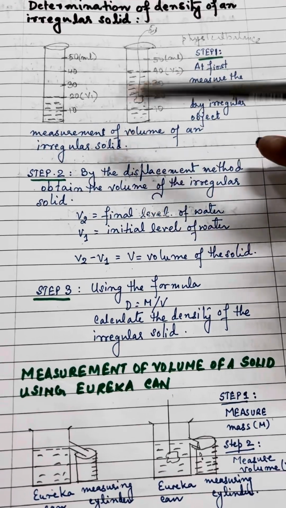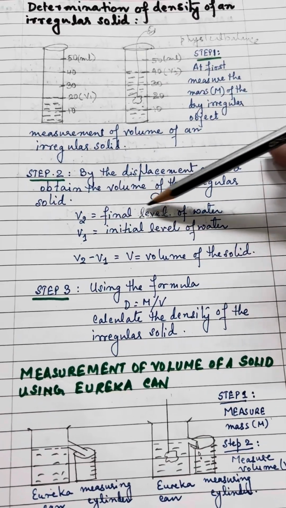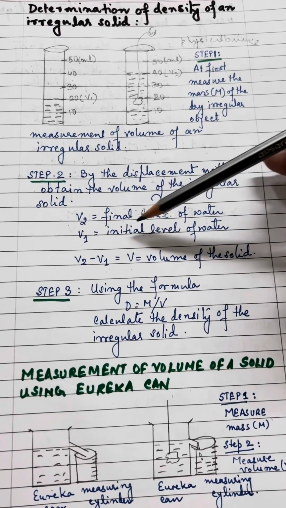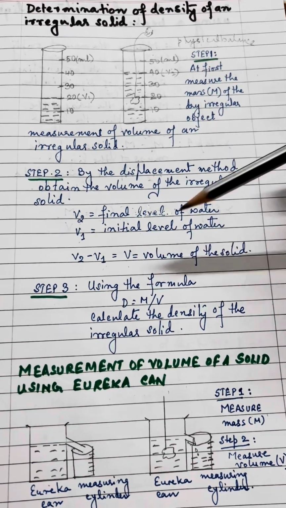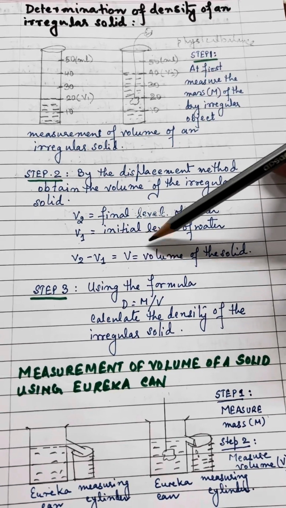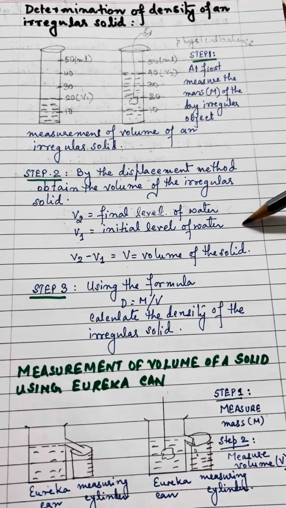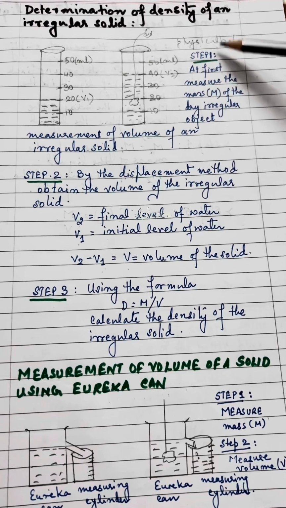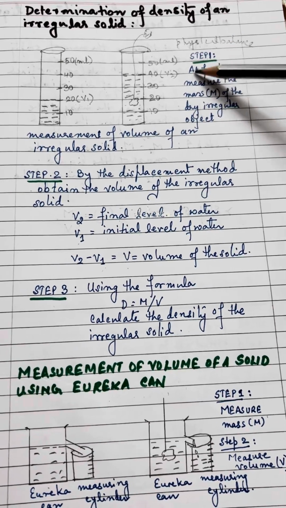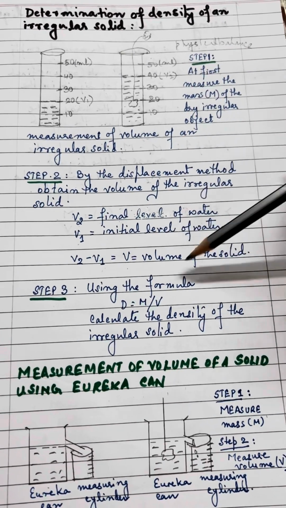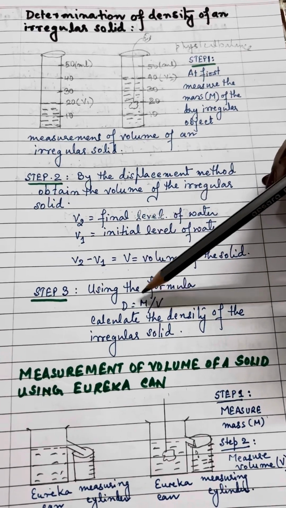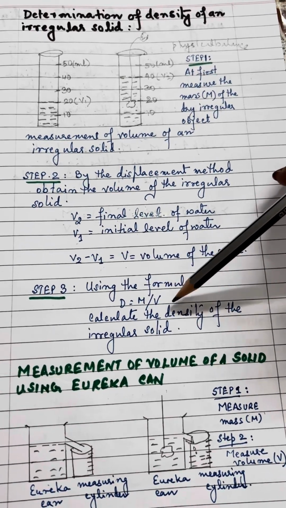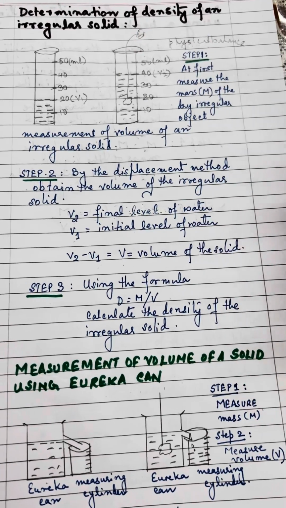So, over here what I have written is V2 is the final level of water, V1 is the initial level of water. Therefore, V2 minus V1 is equal to V, that is the volume of the solid. Now, we know mass M by step 1, we know volume V by step 2. Therefore, density is equal to mass by volume, which can be calculated easily.